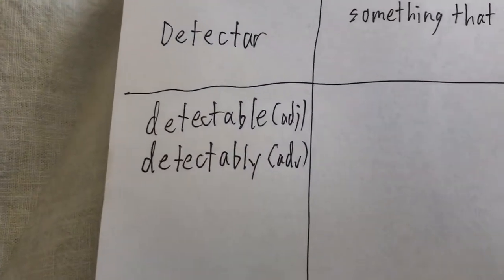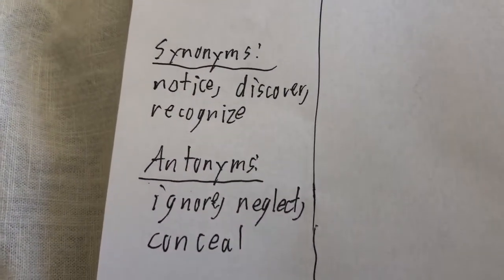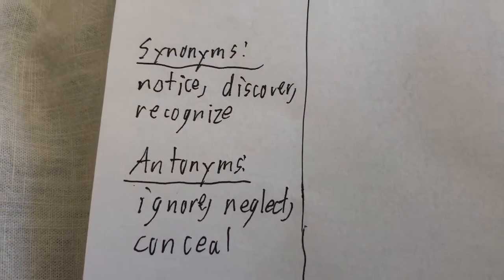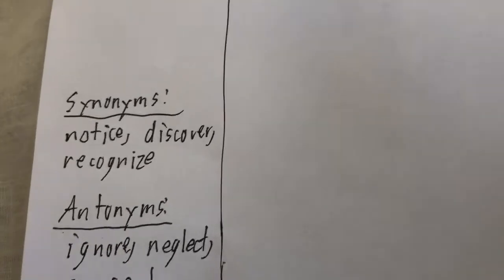Word families for detect: detectable and detectably. Synonyms are notice, discover, or recognize. Antonyms are ignore, neglect, or conceal. And I'll give you some example sentences now.